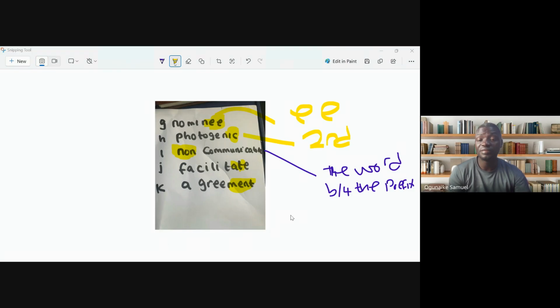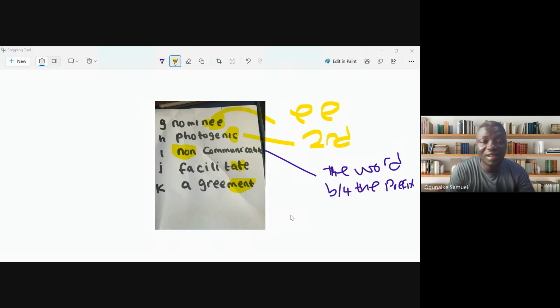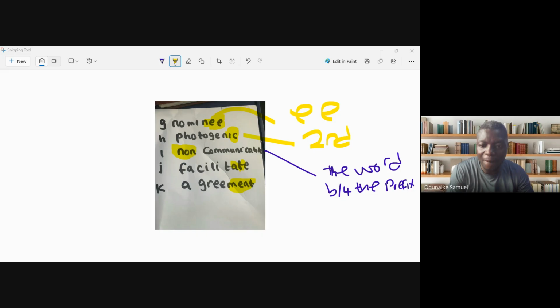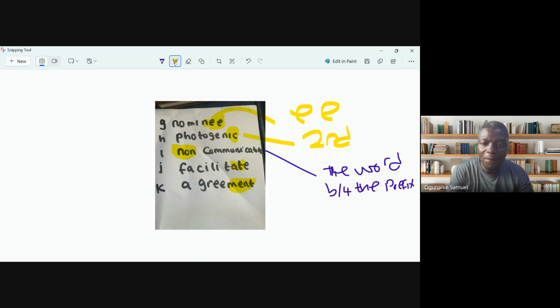Lillian, you raised your hand. I'm kind of confused. You said if a word ends with able, it has a prefix, and the stress is before the prefix. Now look at this one. Look at the first example.